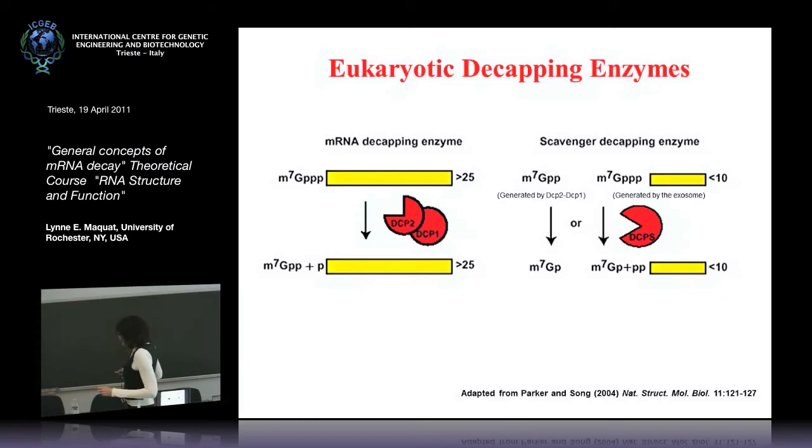There's also a scavenger decapping enzyme. So when you think about it, if the exosome is going to be degrading the body of the transcript this way, remember it can only take in about 2 to 9 nucleotides and then it stops. So what happens to this? We need to get rid of this. And the scavenger decapping enzyme does that. It will use this substrate that's left over from exonucleolytic decay and generate a 5' diphosphate end, which is an okay substrate for XRN1.